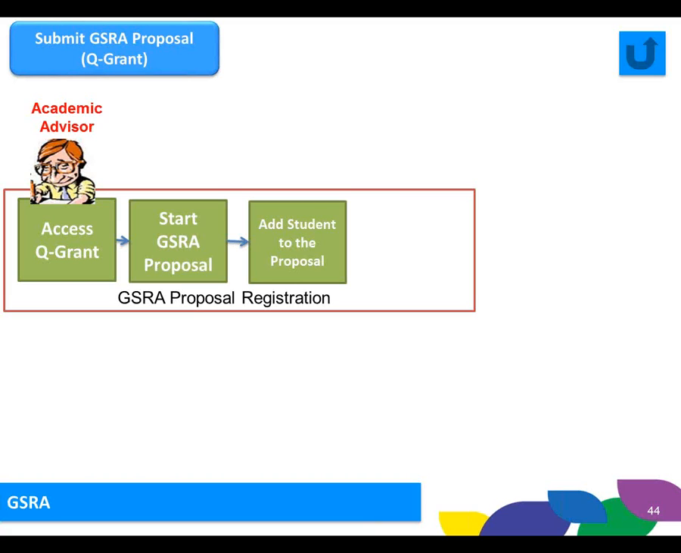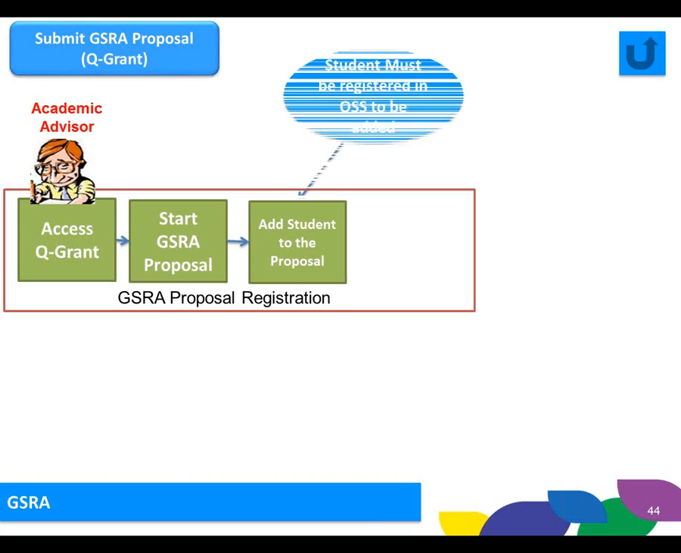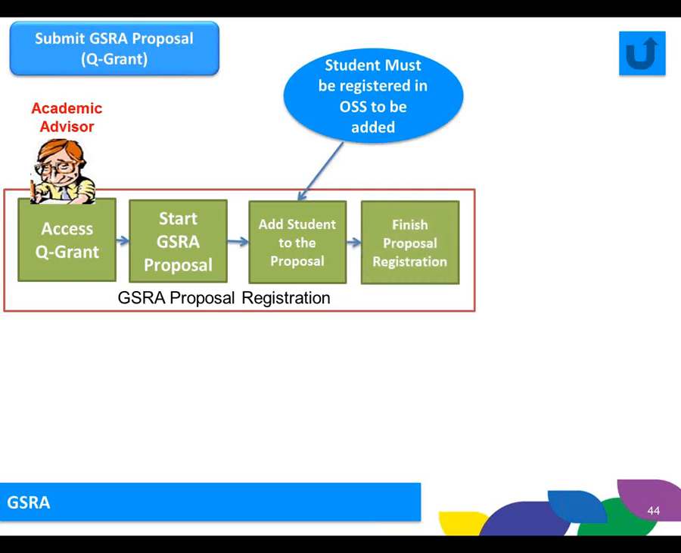So after accessing the Q grant, the advisor will start the GSRA proposal and add the student to the proposal. This is a primary step, one of the first mandatory steps that he or she will do. And the student must already be registered in our online submission system to be added. So first of all, both the advisor and the student need to be registered before any process can start in our system. Now, once a student is added to the proposal, then the proposal registration can be finished by the advisor. So this is just the first step where the proposal is registered at this point.